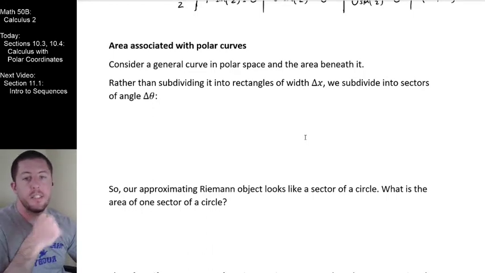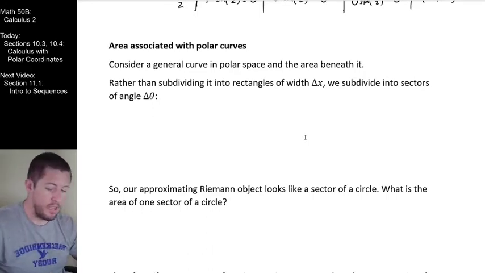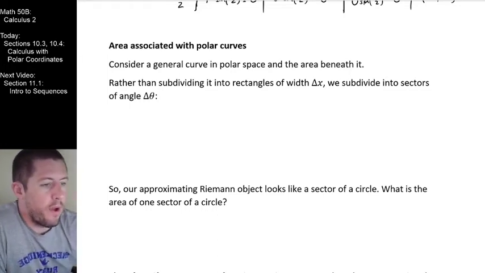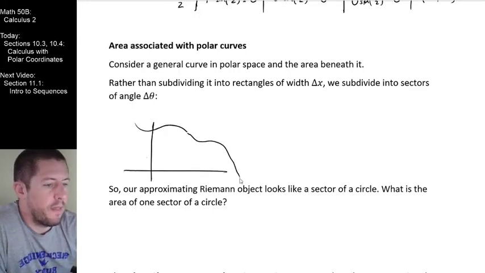So what we want to do is consider a general curve in polar space and the area that is contained by it. I don't know if "beneath it" is necessarily my best phrasing, but what I want to picture for myself is what happens if we have some curve out there in polar space, some r equals f of theta.